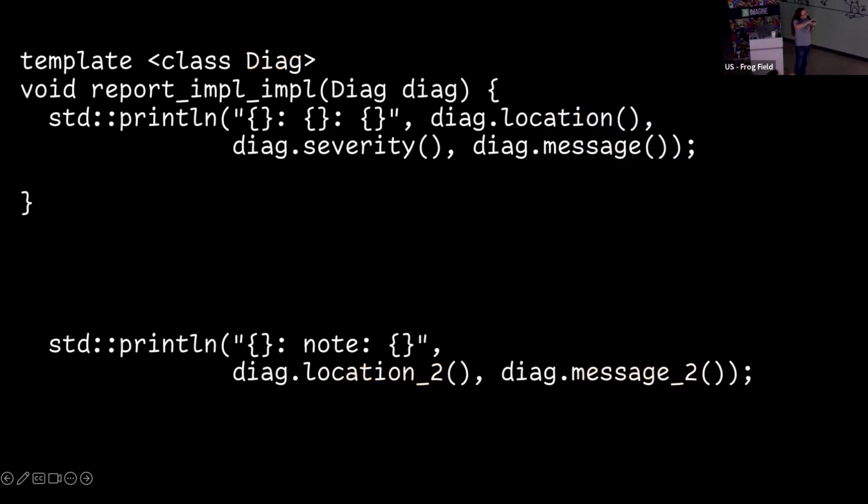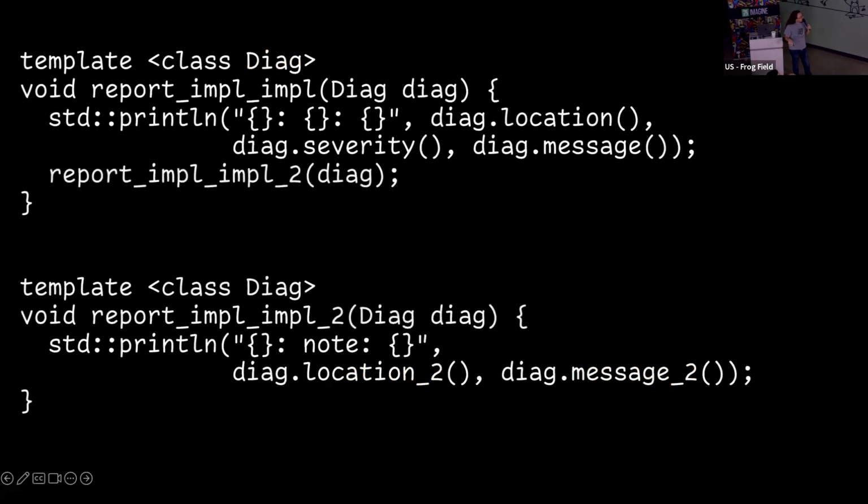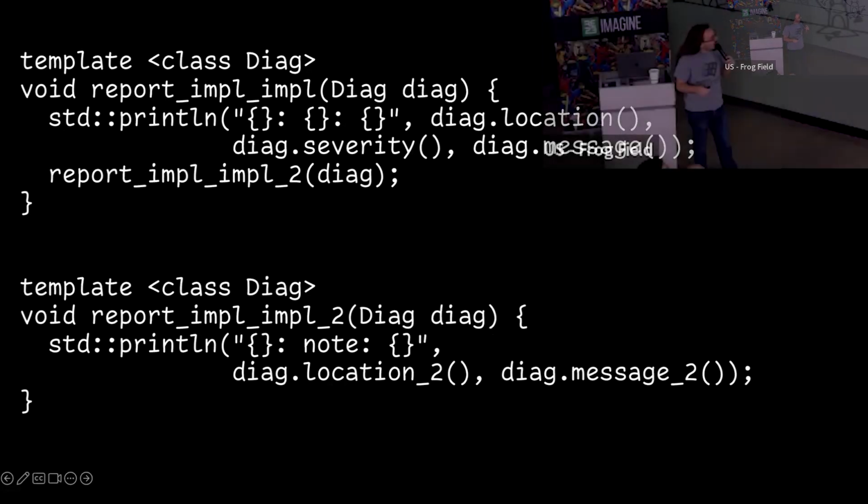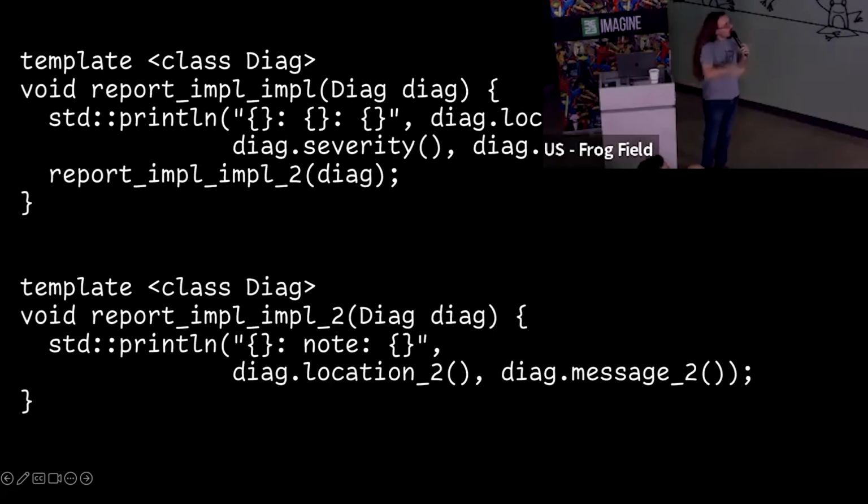Well, we can move the thing that doesn't compile into its own function. Like here, we'll call it report impl2. Great names. It'll simplify it down eventually, but slideware. So we make a separate function, but this still doesn't work because when we call report impl2, report impl2 will fail to compile if you have no location2 and message2.